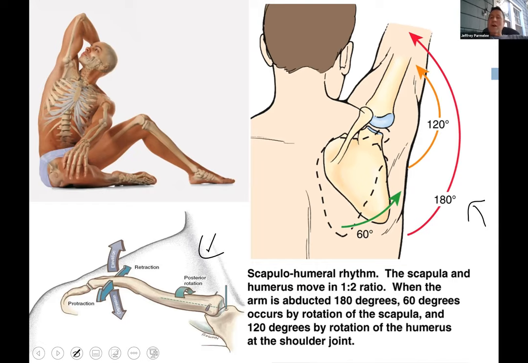When you want to move your arm up, your scapula will tilt up also. So the scapula can retract, protract, rotate either direction, and elevate or depress. When you work your traps, you do shrugs, and so you're moving your scapula up. And you've got muscles that do that.